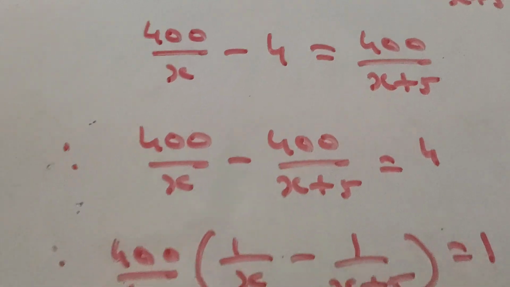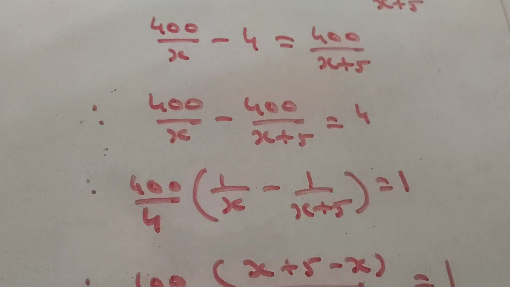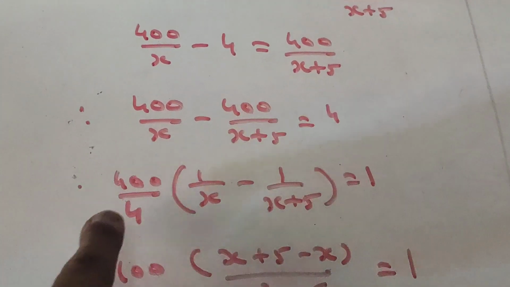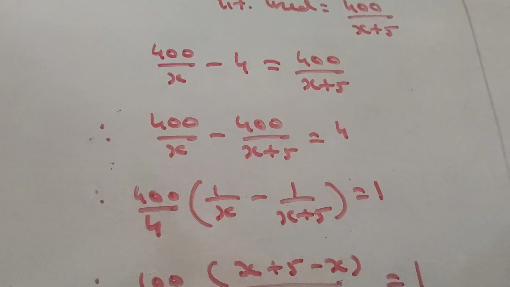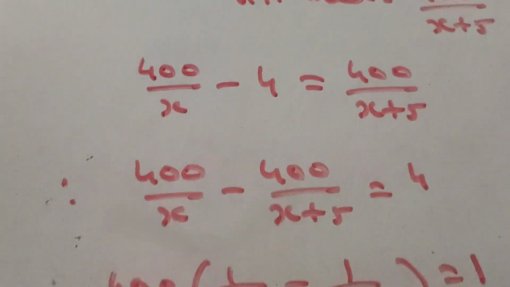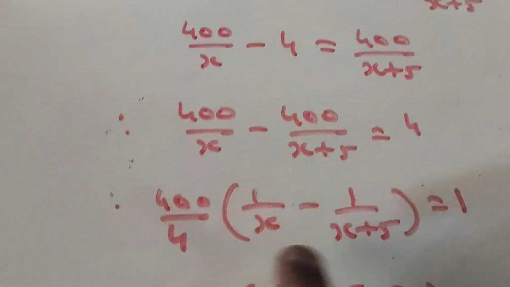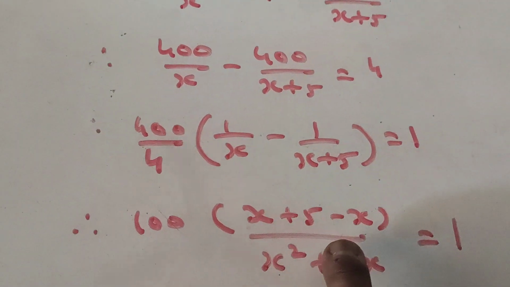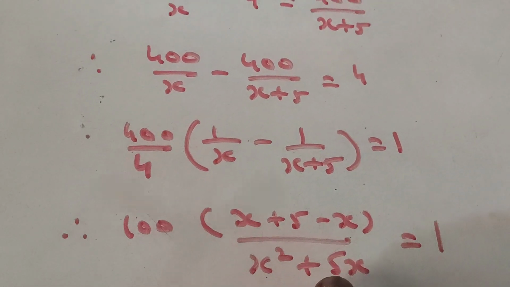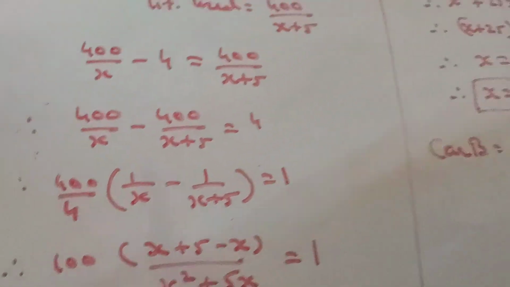Simplifying it, we get 400 upon x bracket 1 upon x minus 1 upon x plus 5 is equal to 1. I hope you understood how you got 1. This 4 is going down as 1, so here it remains 1. 100 fours are 400. This is just a simple calculation. Taking LCM, we get x plus 5 minus x upon x square plus 5x is equal to 1, and here it remains 100.